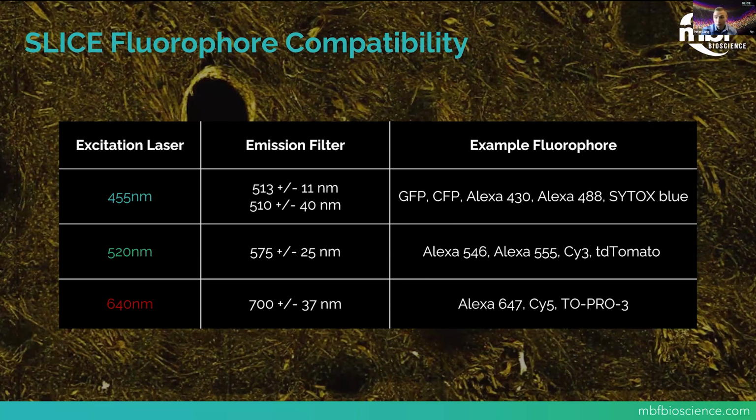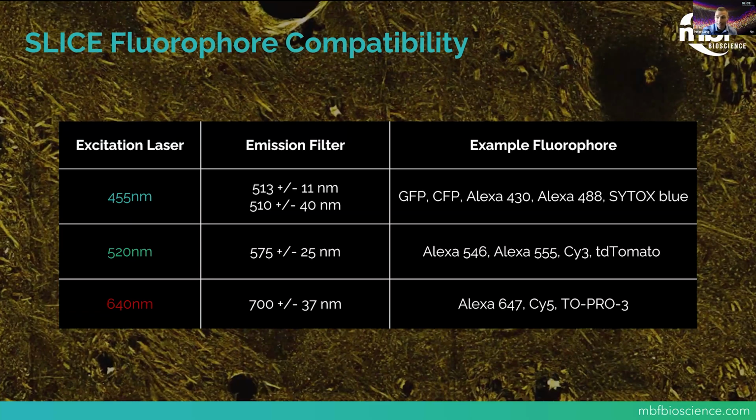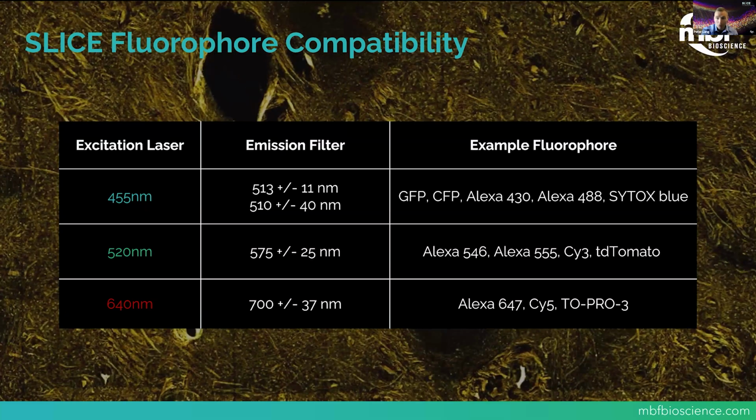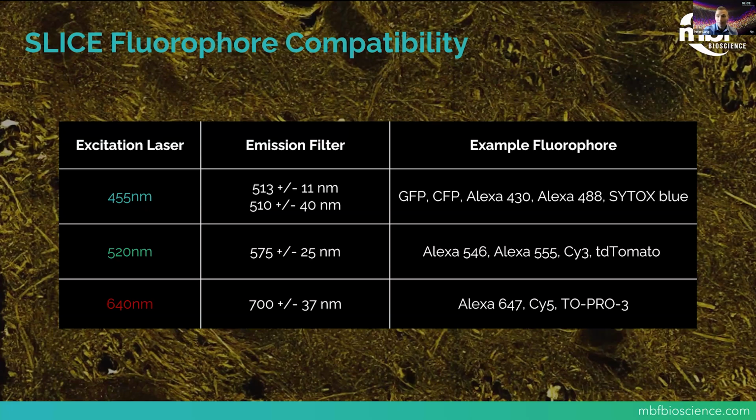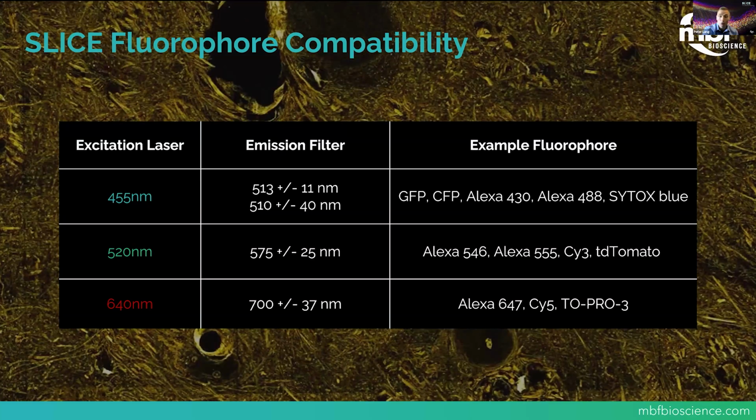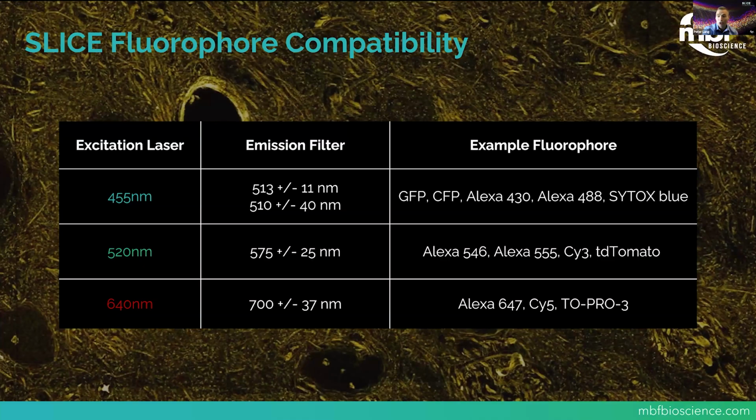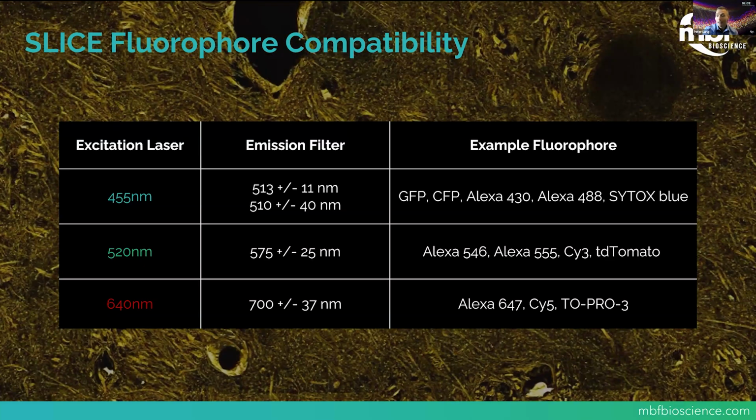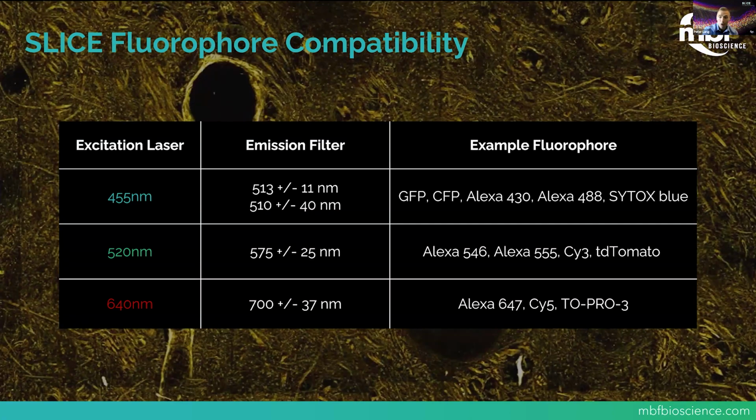For example, in the blue channel, we can image GFP, CFP, Alexa 488, commonly used in viral labeling and reporter mouse lines. The green channel supports dyes such as Alexa 546, 555, Cy3, tdTomato, which are frequently used for immunolabeling and neuronal tracing. Finally, the red channel enables imaging of far-red fluorophores such as Alexa 647, Cy5, TO-PRO-3, which are particularly useful for nuclear staining and deep tissue imaging in clear samples.